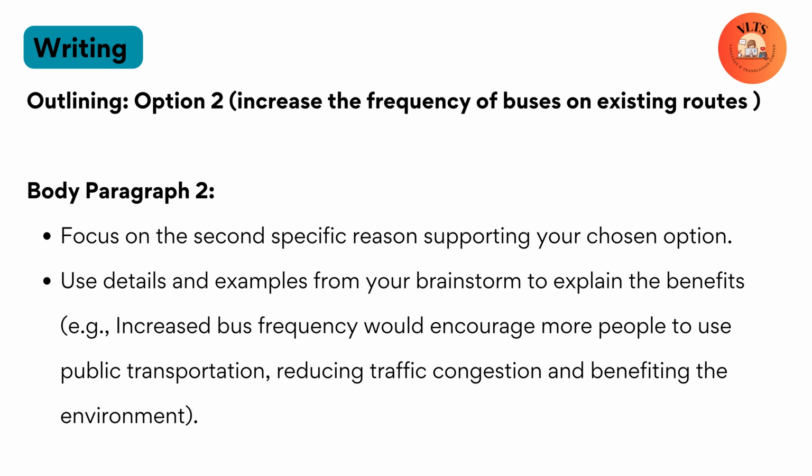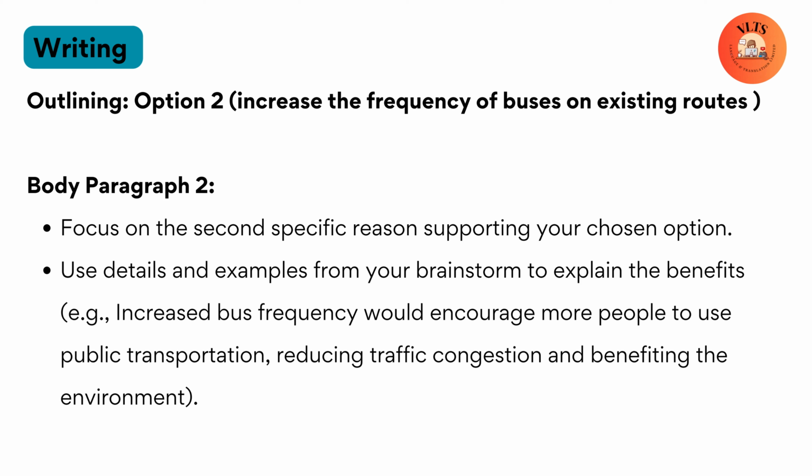Then you move on to the second body paragraph. In the second body paragraph, as the name speaks for itself, you focus on the second specific reason to support your chosen option. Then again, you need to use details and examples from your brainstorming page to explain the benefits. For example, here you say increased bus frequency would encourage more people to use public transportation, reducing traffic congestion and benefiting the environment.